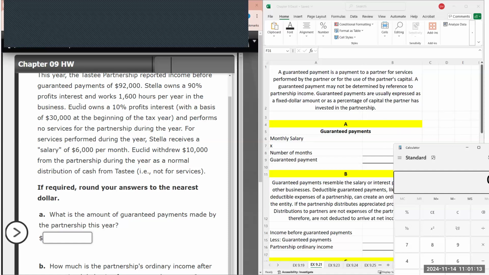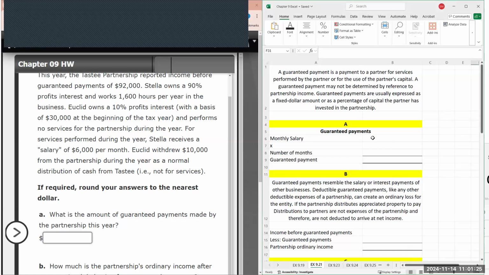So here we see with Euclid, he doesn't perform any services for the partnership during the year, and basically just made a withdrawal. Stella, on the other hand, receives a salary. The monthly salary amount is $6,000 per month. And we're assuming a 12-month calendar year. So therefore, 6,000 times 12 months, the guaranteed payment made to Stella is $72,000.